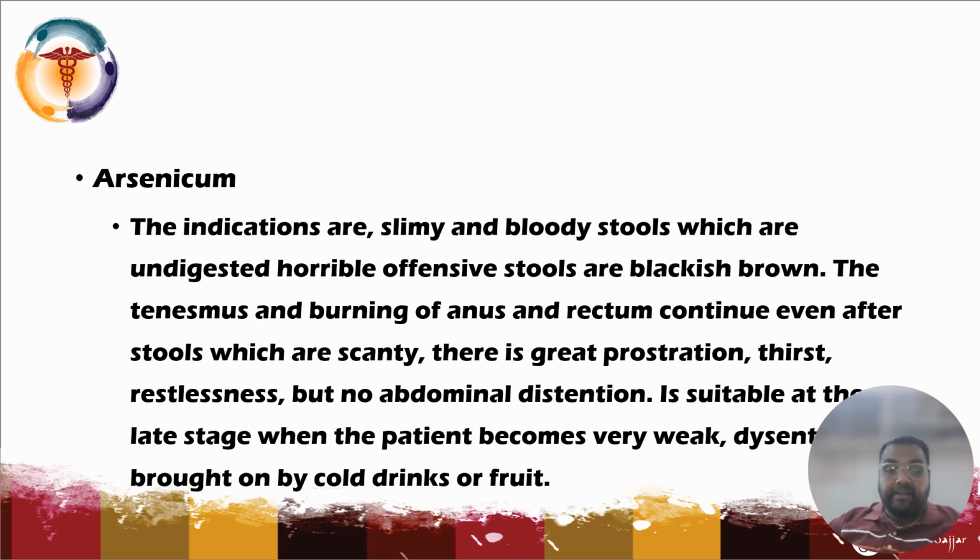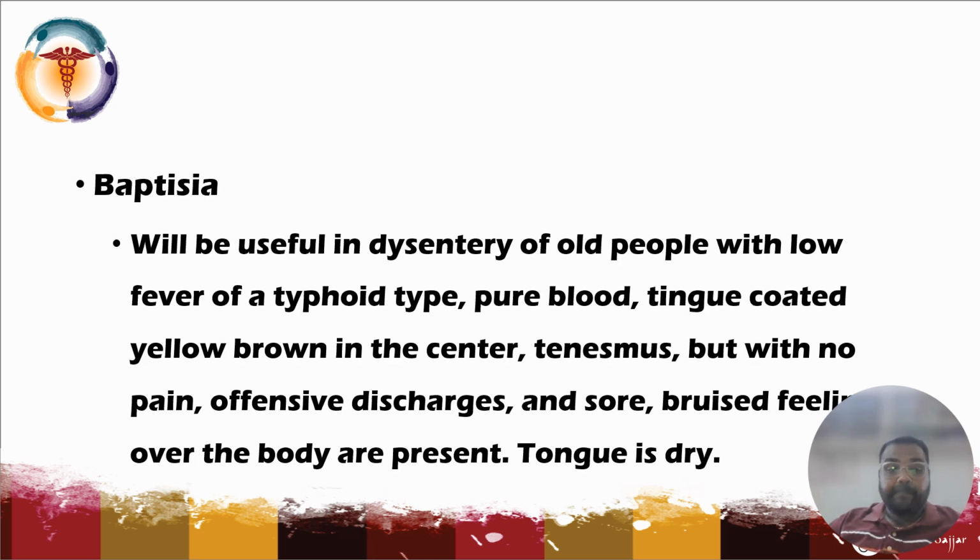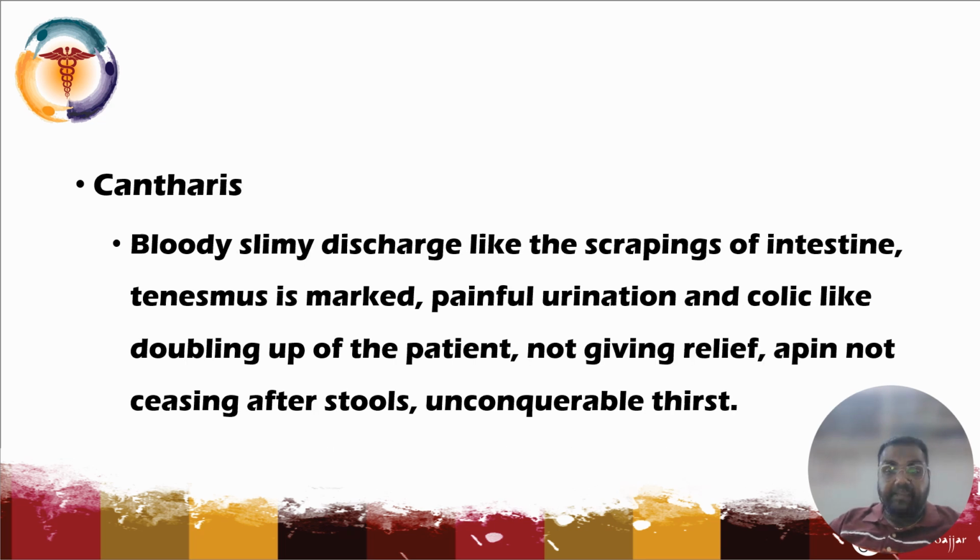Another drug is Baptisia. Baptisia will be useful in the dysentery of old people with a low fever of a typhoid type and pure blood, the tongue coated yellow-brown in the center. There is tenesmus, but with no pain, offensive discharge is there, and a sore, bruised feeling all over the body is present, and the tongue is dry. This is Baptisia.